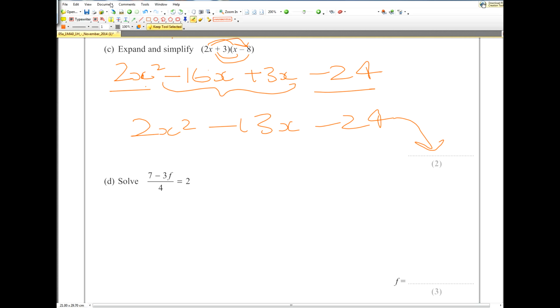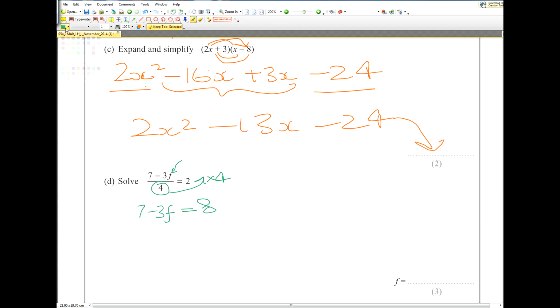Okay, the next question. It says here, solve this question. Now we've got to work out the value of f. Let's go to the fraction first. Opposite of divided by 4 is times by 4. So now you have 7 minus 3f is equal to 8. Now remember what I said to you before. If the thing that you're trying to work out is negative, move it instead. Make it positive.